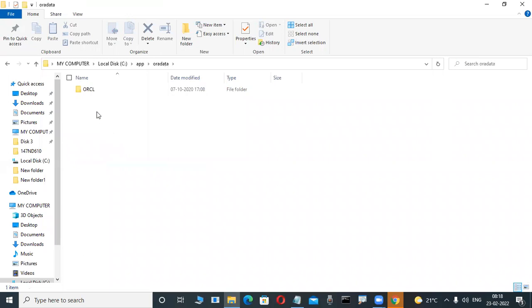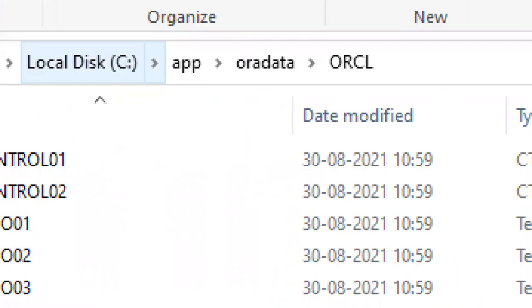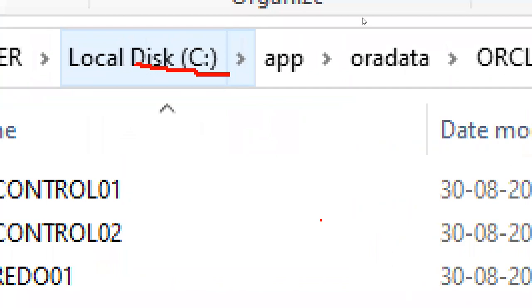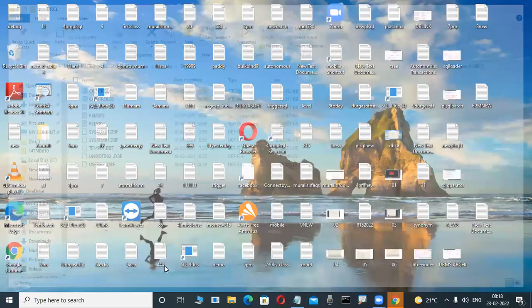You also have an idea about Oracle. Now I'm viewing only in the C drive, D drive like this. In the C drive, I have installed the Oracle software, and I'm opening that C drive only. Observe here, I have already installed the Oracle software.